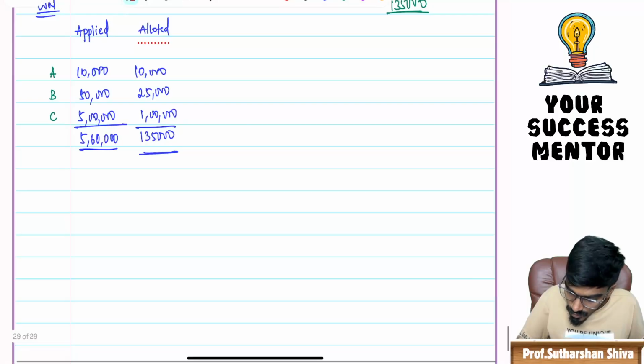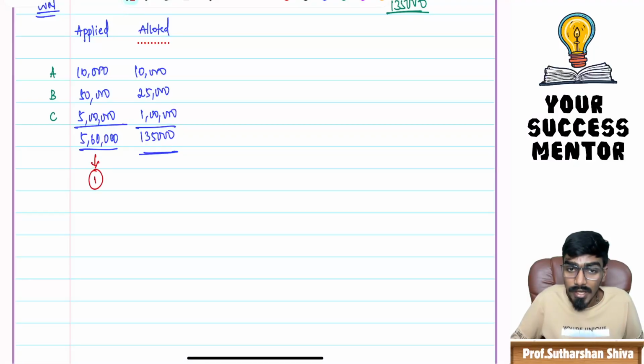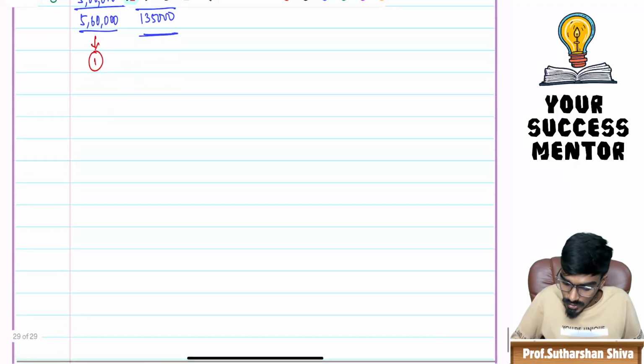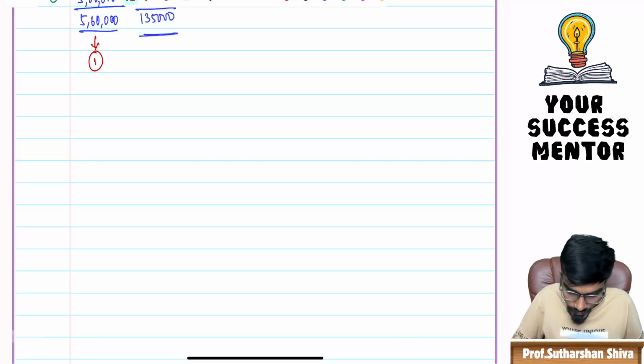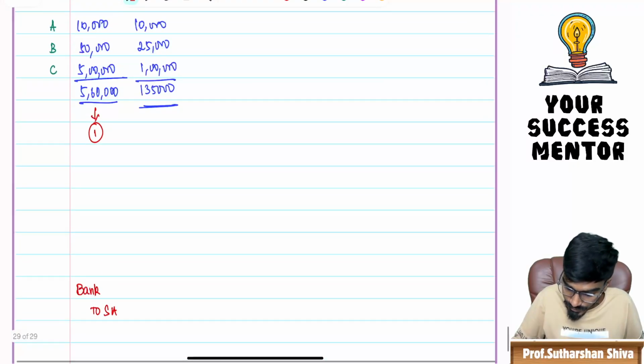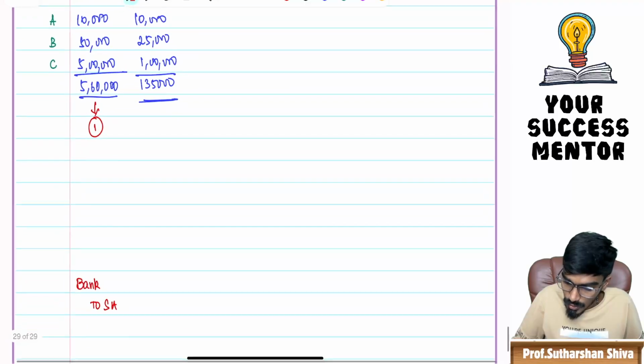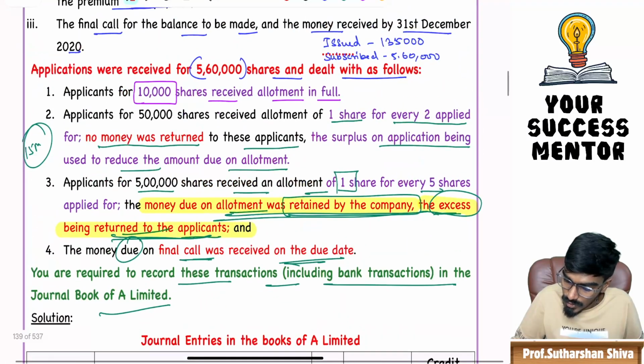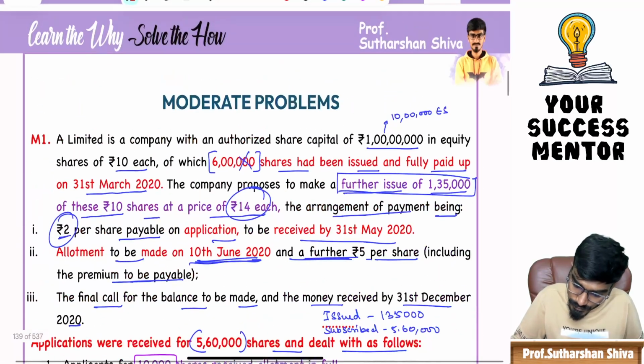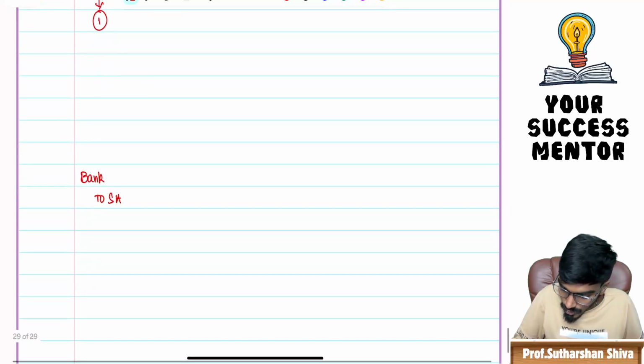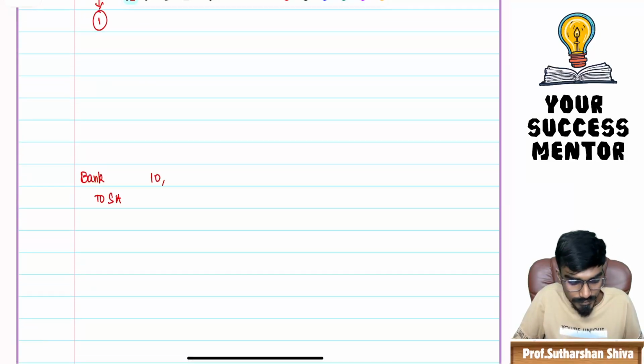On this only you should pass the first journal entry, which is going to be a receipt entry. What is your receipt entry on application of money? Bank account to share application account. Bank to share application. You will pass it for 5,60,000. What is the application money value? 2 rupees, sir. So it is going to be 10 lakh. 11,20,000, sir. 11,20,000. Perfect.